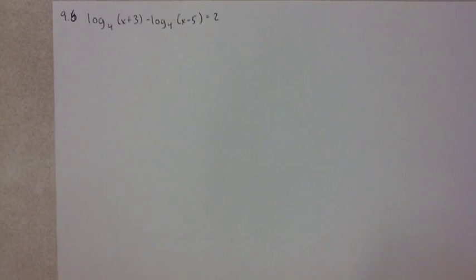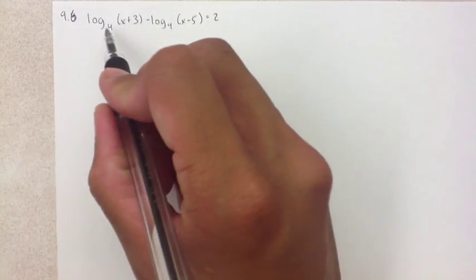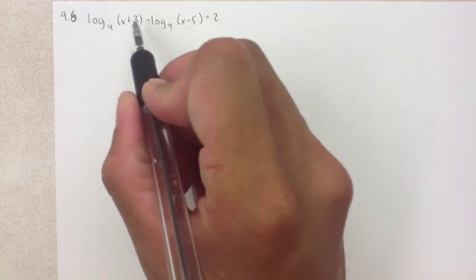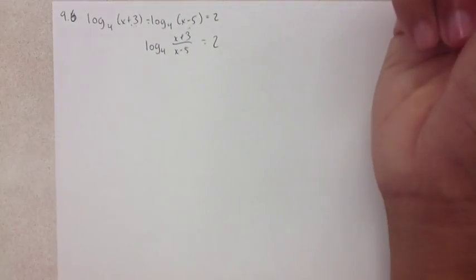Going to combine a couple of properties here. Log base 4. When you have the same base, you can actually combine these two things together. If you add, you will multiply these two parts together. If you're subtracting, we're actually going to divide. So you can combine this to be x plus 3 over x minus 5 is equal to 2. What do you do from here?